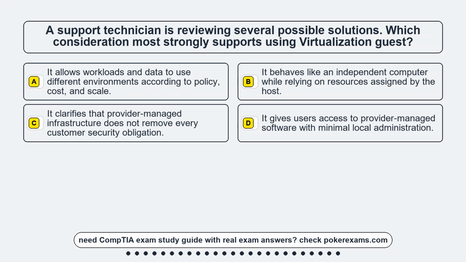Question 19. A support technician is reviewing several possible solutions. Which consideration most strongly supports using virtualization guest? Option A. It allows workloads and data to use different environments according to policy, cost, and scale. Option B. It behaves like an independent computer while relying on resources assigned by the host.